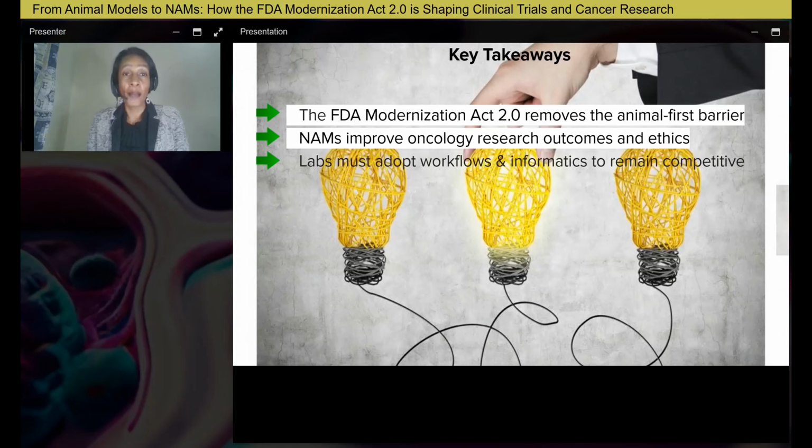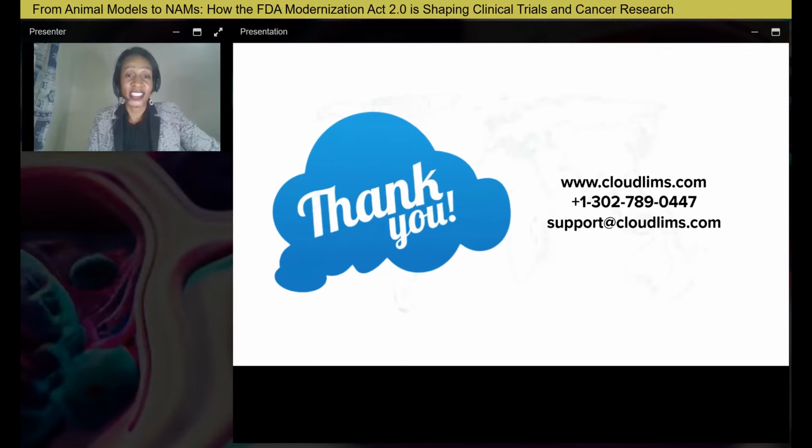And lastly, labs must adopt workflows and informatics in order to remain competitive, even as we move to the adoption of this new act.